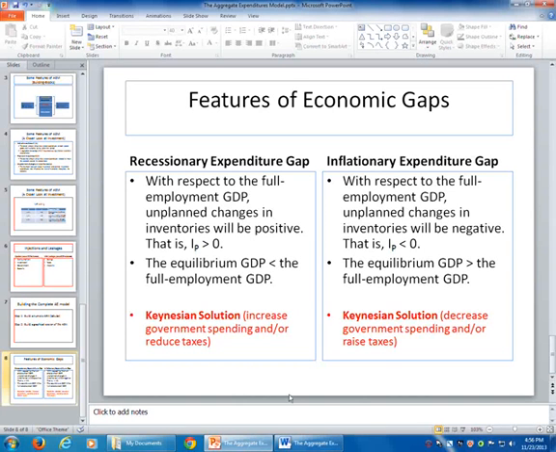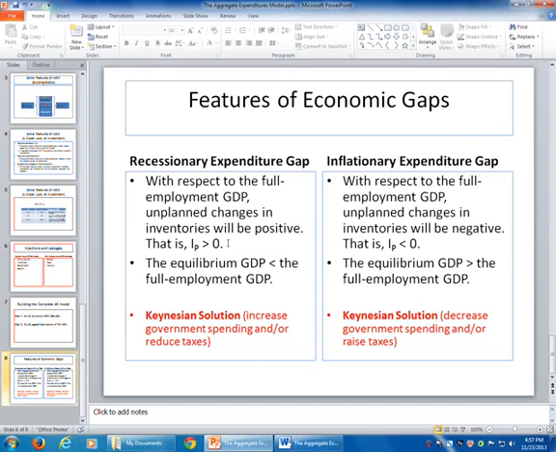And so in the case of a recessionary expenditure gap, with respect to full employment GDP, unplanned changes in inventories will be positive. So when you study a recessionary gap, you're going to find that I sub P is going to be greater than 0. And it makes sense, because if the economy is in recession, sales are sluggish, and inventories should be above normal. Inventories should be building up. So I sub P should be greater than 0.